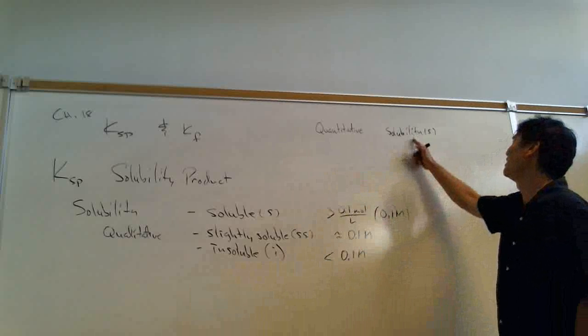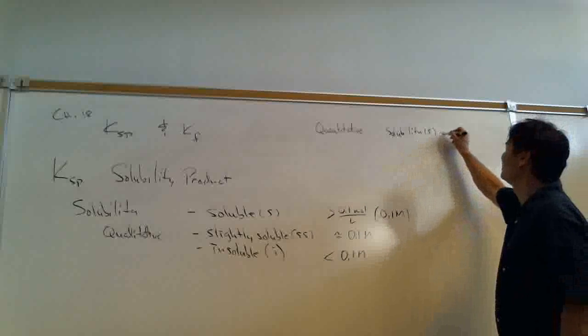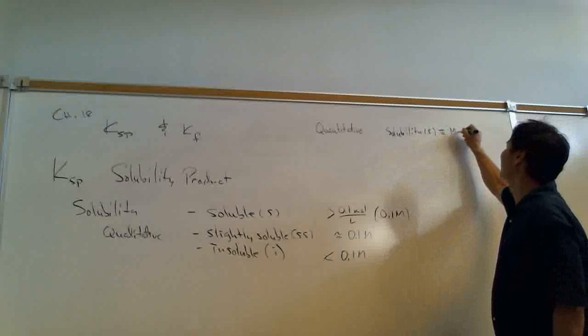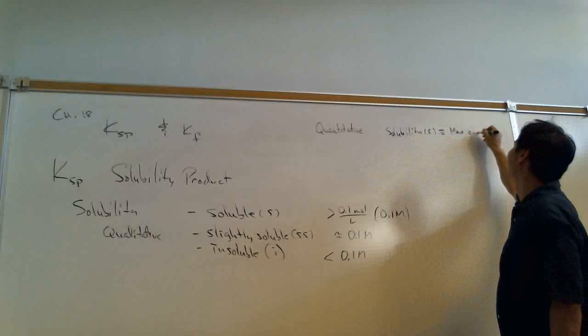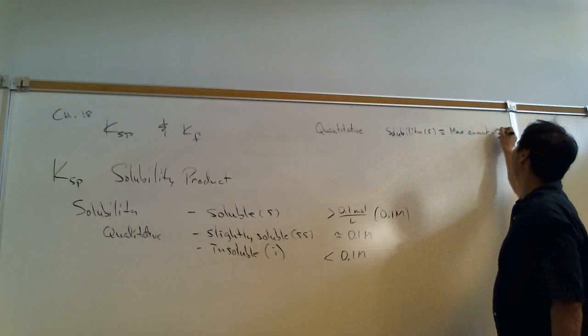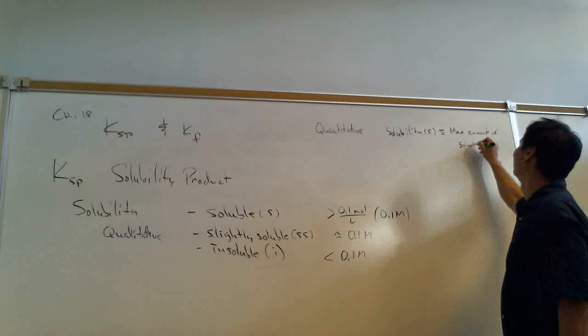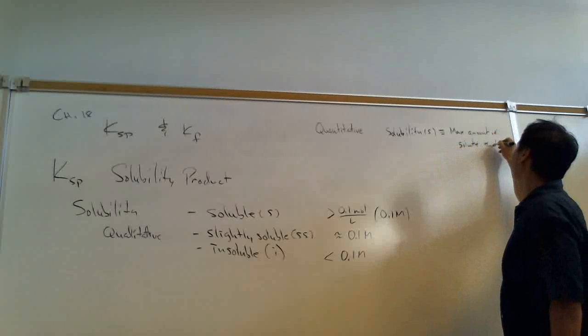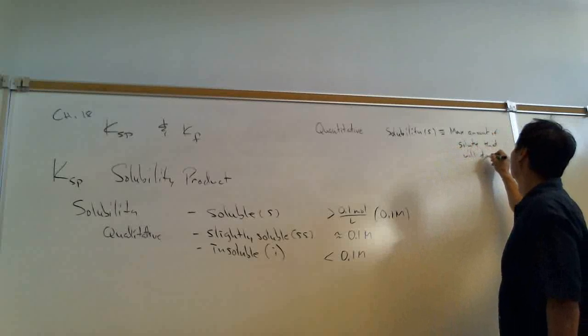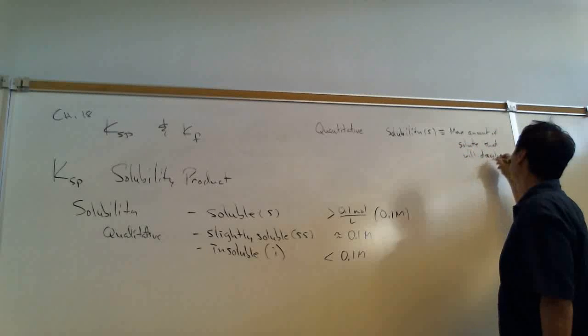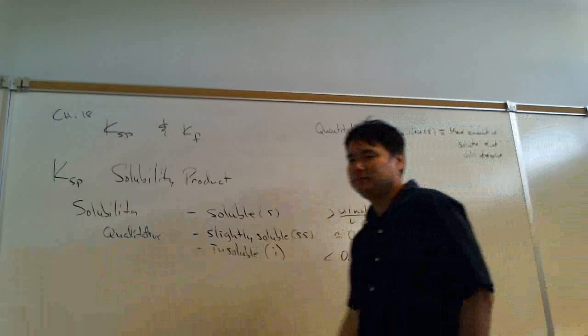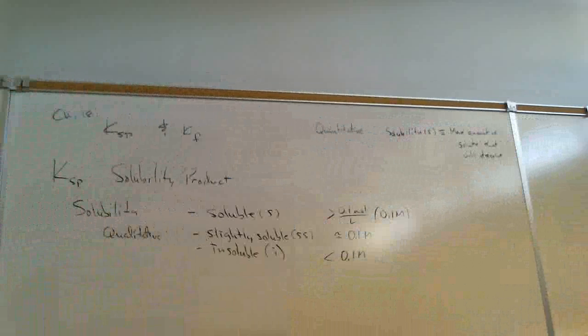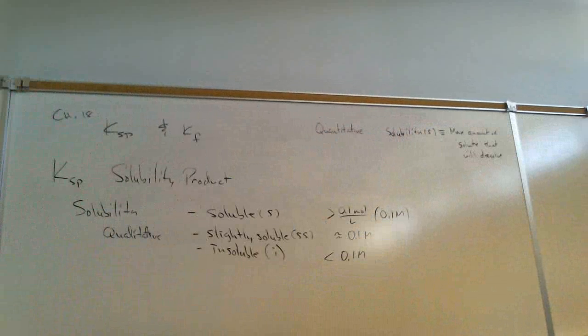In chapter 18, the solubility S is defined as the max amount of solute that will dissolve in a given amount of solvent. And those types of things we can find in tables. Let's take a look.